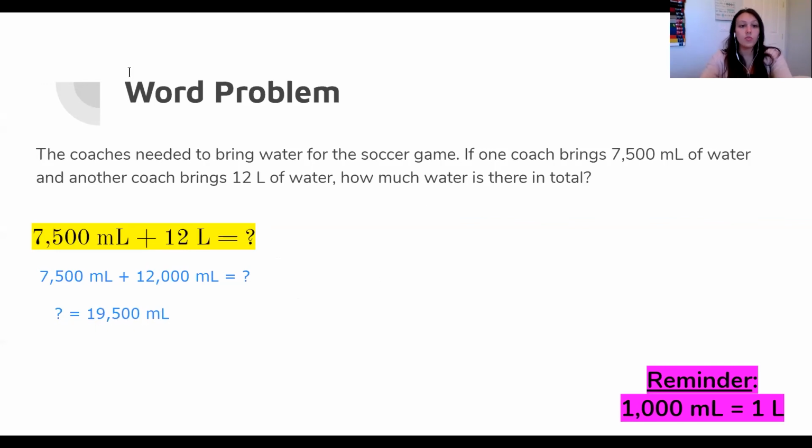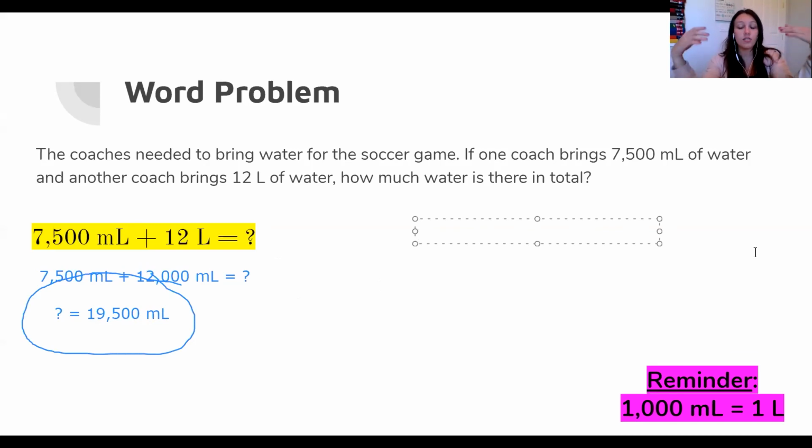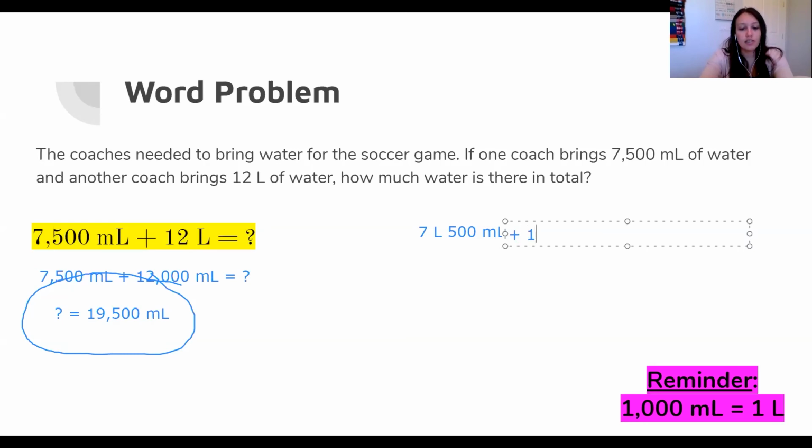Now here's another way of doing this. Instead of converting to milliliters, we could have converted this to liters from the beginning. So here's our first answer. So what we're going to do is we're going to do this another way. So we're going to say 7,500 milliliters. How many liters is this? This is going to give us an answer of 7 liters, 500 milliliters, right? Because we took the liters out of it first. And then we're going to add 12 liters equals question mark. So here's our equation right here.